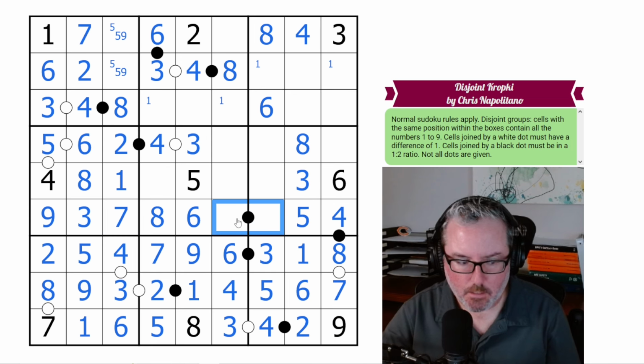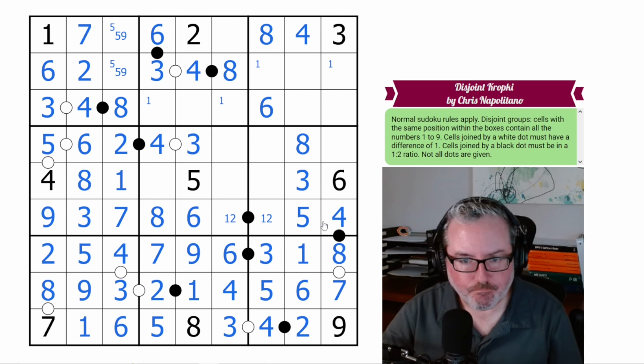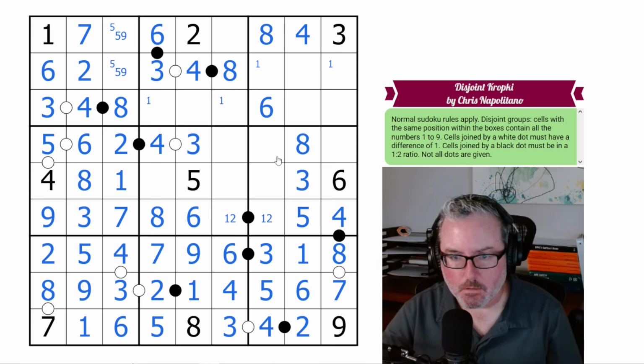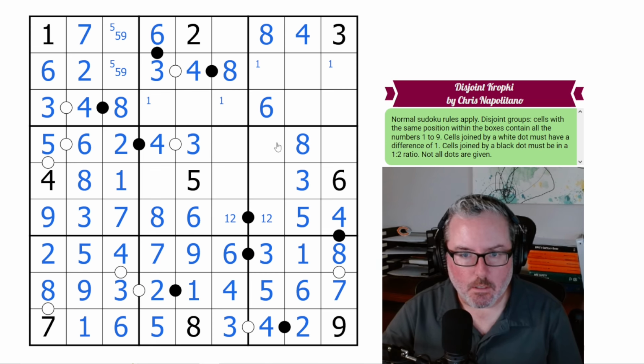Do we have anything that's showing us what either one of those could be? I'll just put it in there. I don't think so. No, I don't see anything there. I think that was the last clue. So we're going to be down to basic Sudoku using our disjoint groups here to try to finish this.